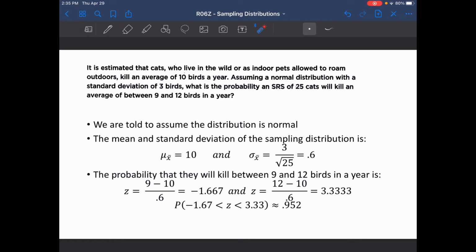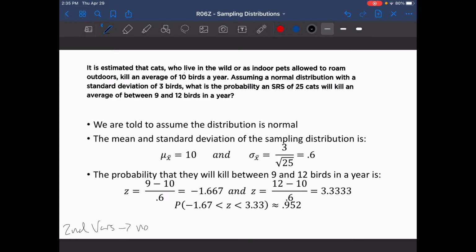Again, we can do this a couple ways. We can find 2 z-scores because, again, we're trying to determine something between 2 numbers. So we can determine the z-score for 9, which is negative 1.667, and the z-score for 12, which is 3.33. And then we can find the probability of a z-score between negative 1.67 and 3.33, and that gives us that probability right there.